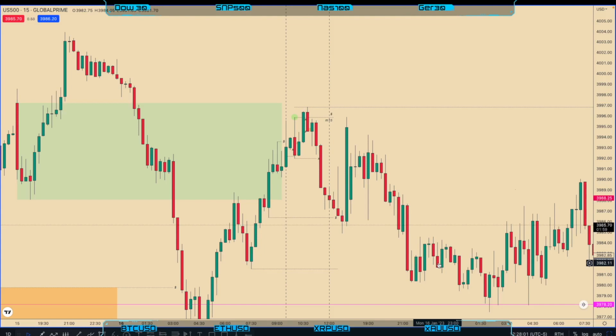There was actually a London session trade that went through as well. However, on this past Monday, I did not trade London session. Instead, I traded New York AM session. So we're going to go through this from top to bottom.